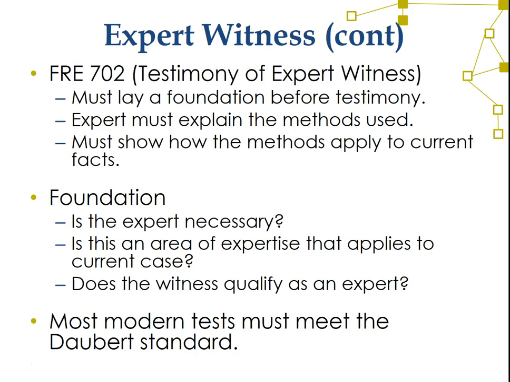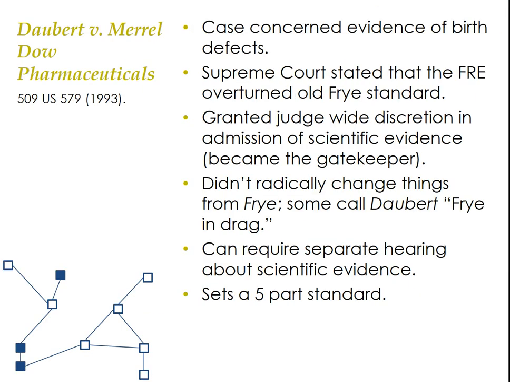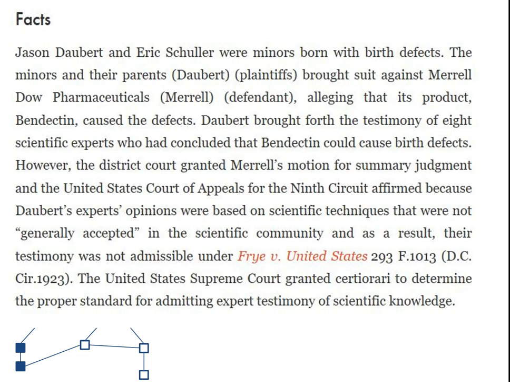And I think later on, the Daubert standard is going to come into play. So under Rule 702 of the Federal Rules of Evidence, the same thing for an expert witness, we must lay a foundation before testimony. The expert must explain the methods that were used, and they must show how the methods apply to current facts. And the test that's used now would be that Daubert standard, and it's based on this case, Daubert versus Merrell Dow Pharmaceuticals. And here are the facts of the Daubert case.